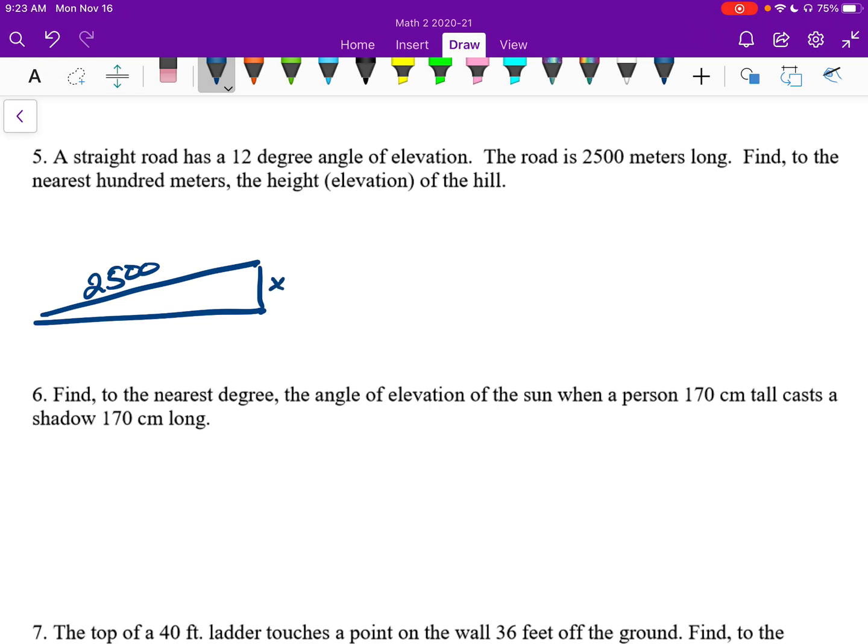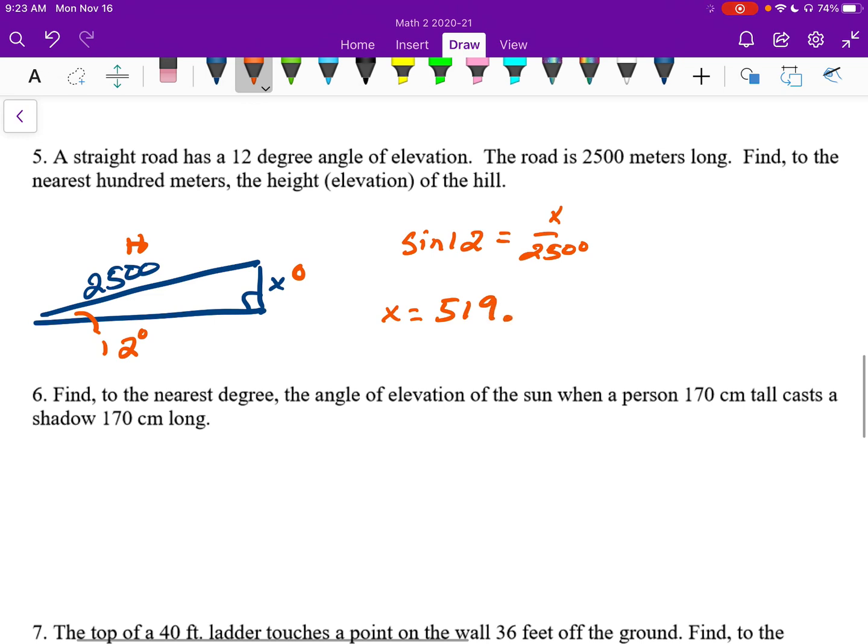Elevation is how far off of level it is, or how far off of ground level, however you want to word it. And this would have to naturally be a right angle. The road has a 12-degree incline. And there we are, our problem is set up. Here's our opposite, here's our hypotenuse, so that's going to be sine. So sine of 12 is x over 2,500. So x is 2,500 sine of 12, and I get 519.8.